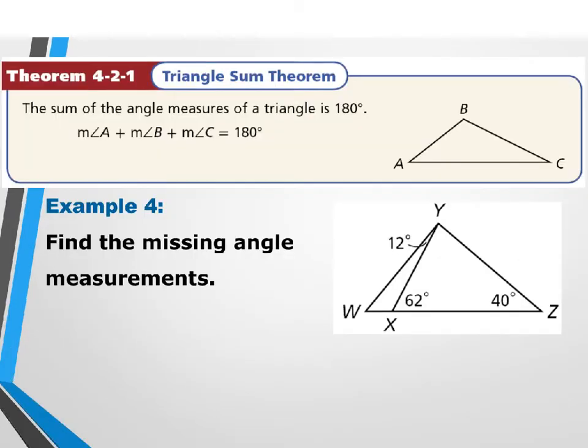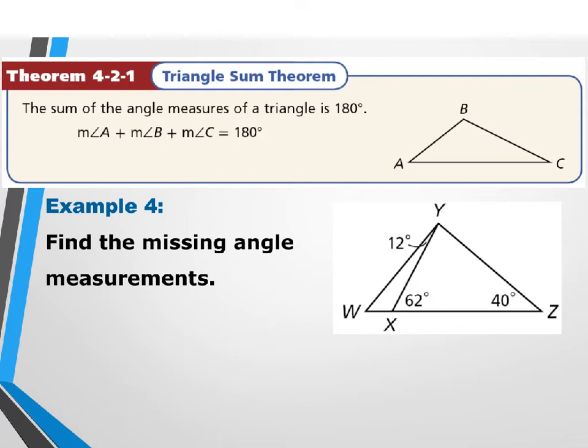Okay, one of our theorems that we're going to be looking at in this section, and that's going to be following us through this whole chapter, maybe even the rest of the school year, is the triangle sum theorem, which states the sum of the angle measures of a triangle is 180 degrees. So all of our angle measurements in our triangle are always going to add up to 180 degrees. So let's look at this example, number 4. It says find the missing angle measurements.